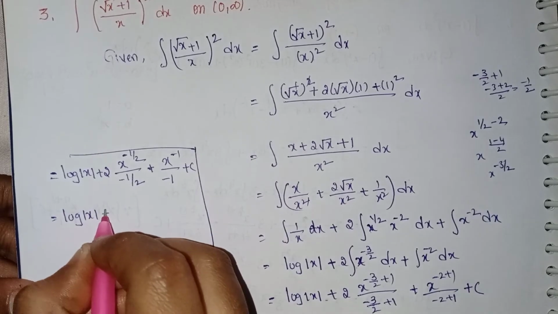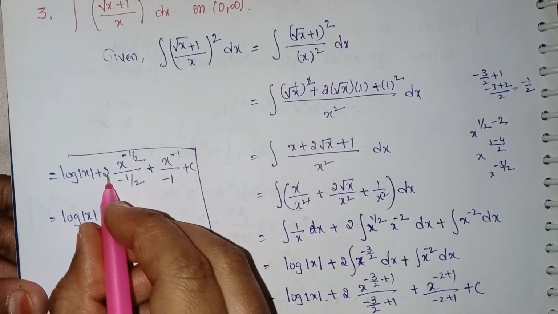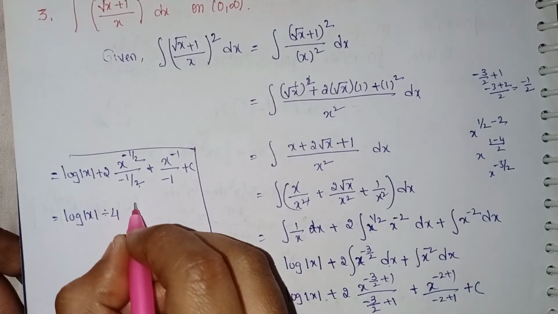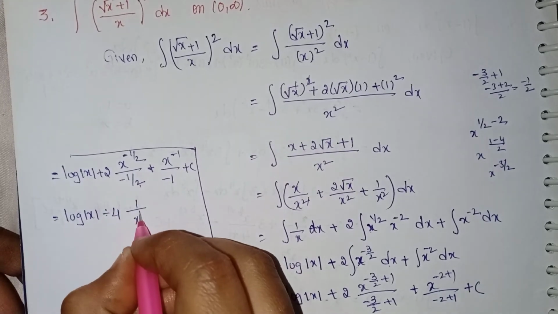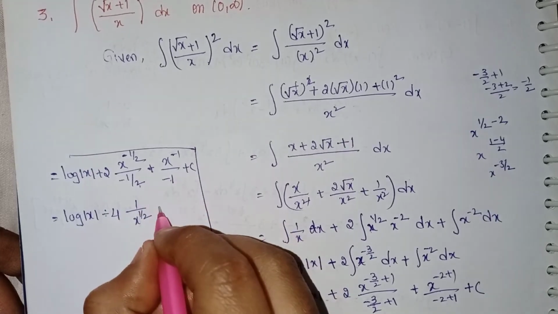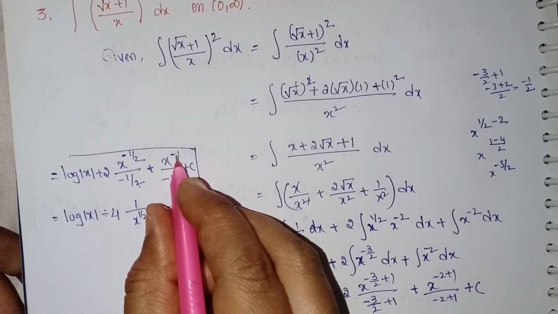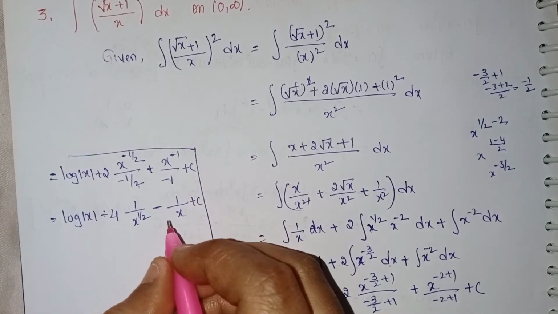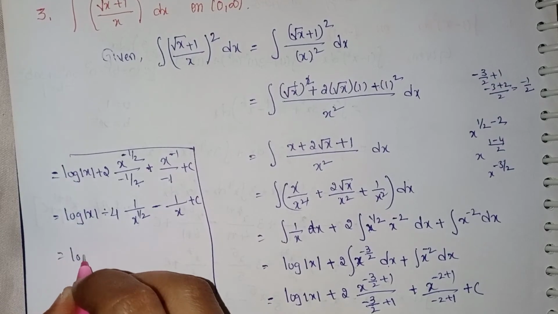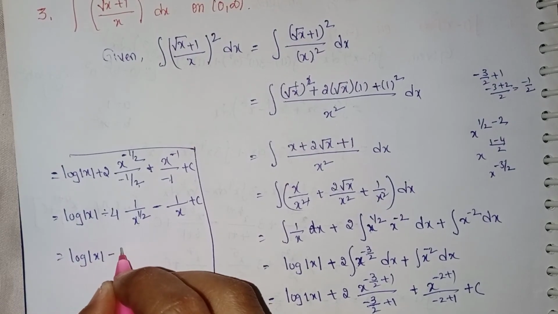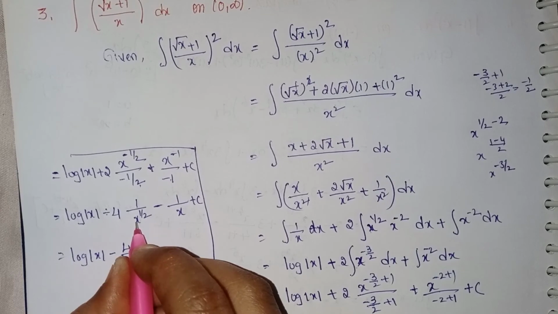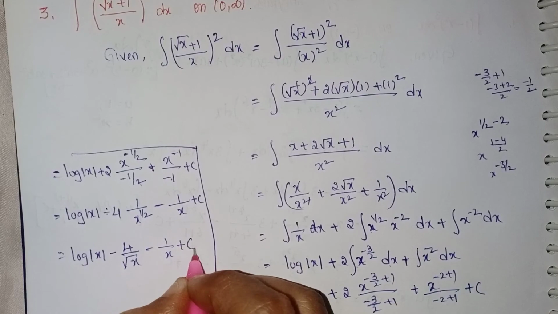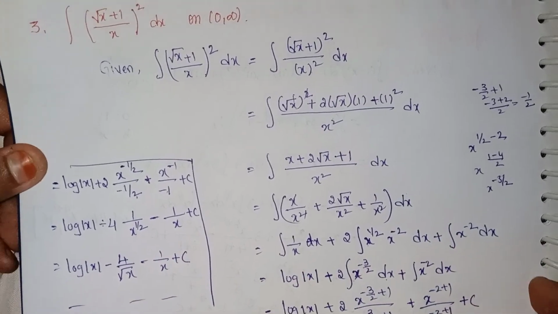Log x plus 2 into minus, minus 2 into the reciprocal of 1 by 2 is 2. 2 twos are 4. So 1 by this one you can write x to the power of 1 by 2, plus into minus, minus 1 by x to the power of minus 1 is x to the power of plus 1. No need to write power 1. Next, log x minus 4 times x to the power of 1 by 2, means root x, minus 1 by x plus c. So this is the solution of the third one.